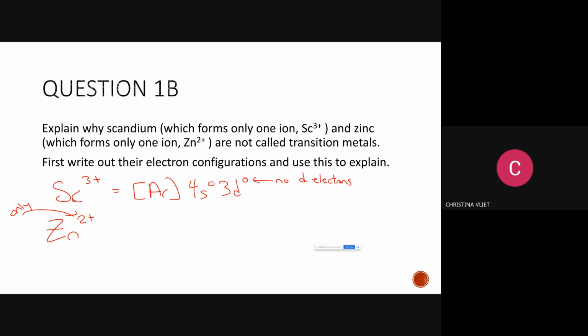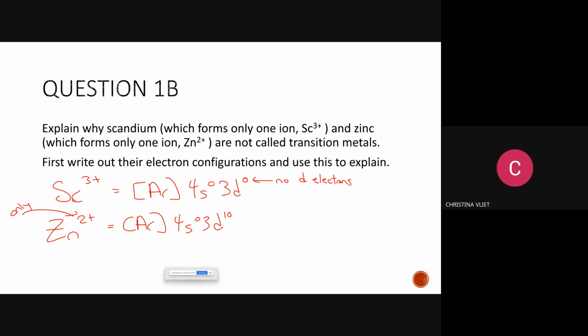Cadmium would not be a transition metal because it also has that fixed 2+ charge. Yes. What about zinc? Yeah, we'll get there. So zinc 2+, so that's going to be argon 4s0 3d10. And that's its only option, right? 4s0 3d10.